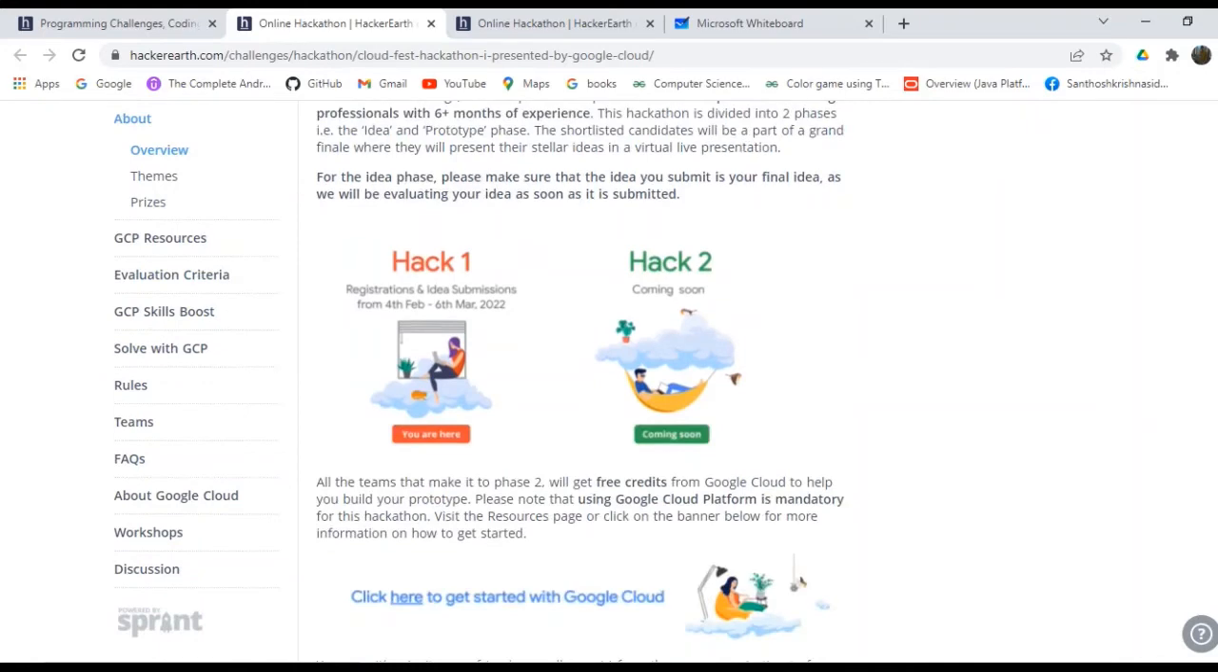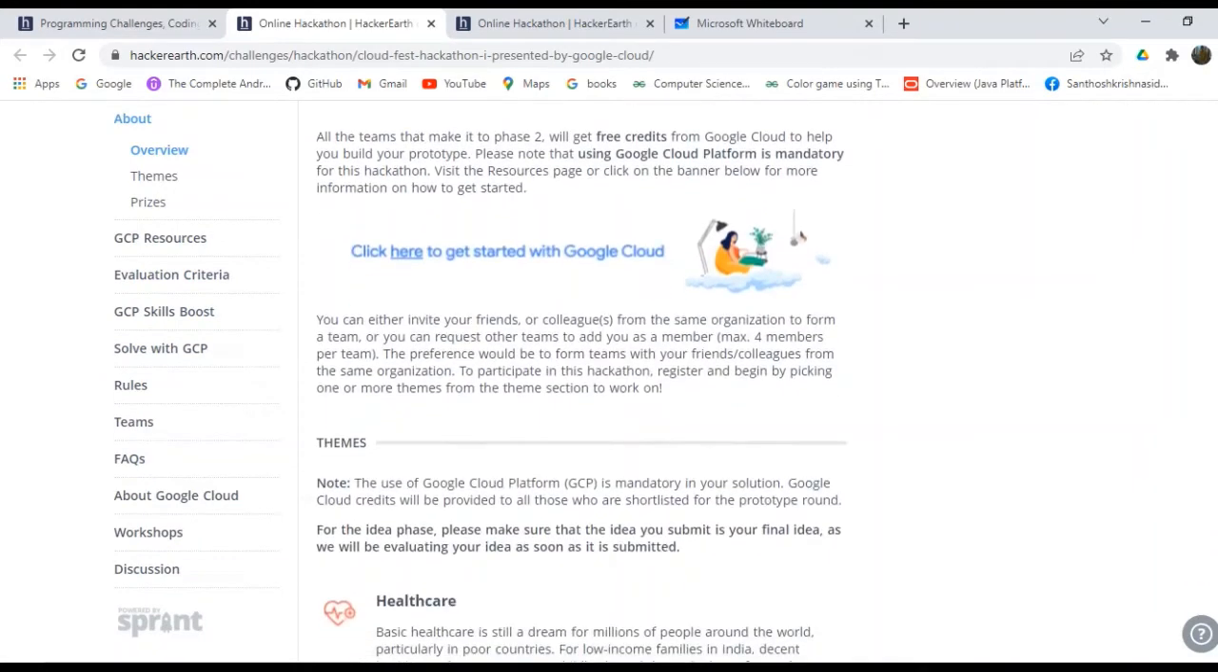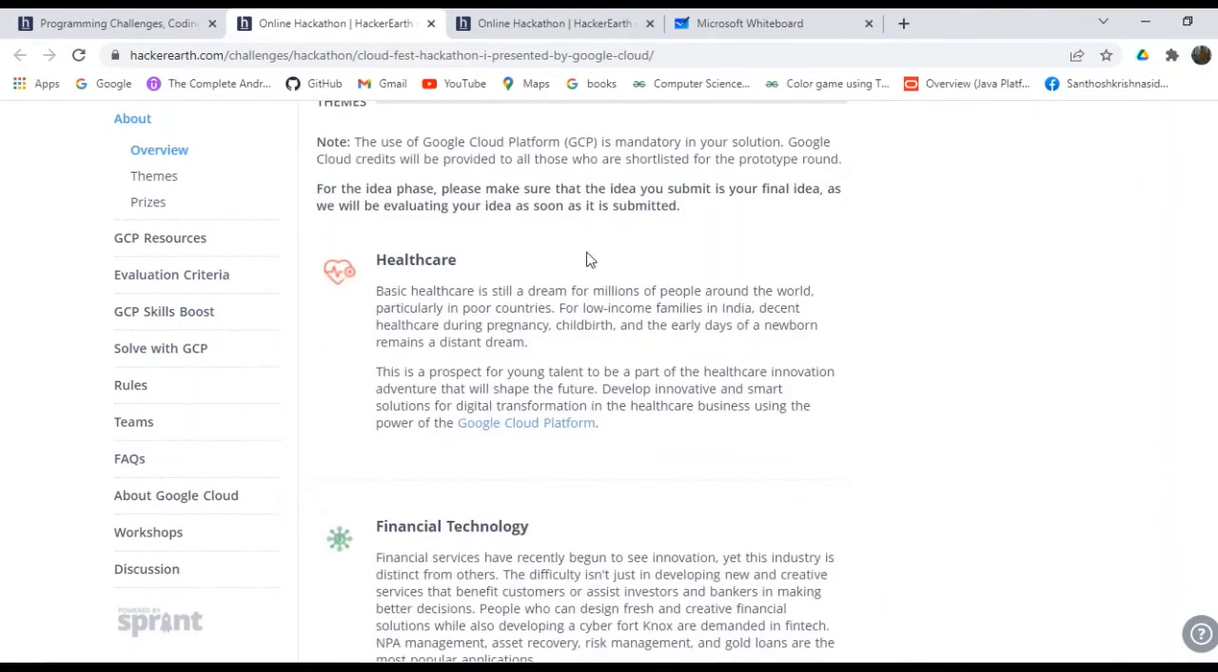So we're going to see the themes. The first theme is the healthcare sector. Basic healthcare is still a dream of millions of people around the world, particularly in poor countries, for low-income families in India, decent healthcare during pregnancy, childbirth, and the early days of a newborn remains a distant dream. So this is one theme.